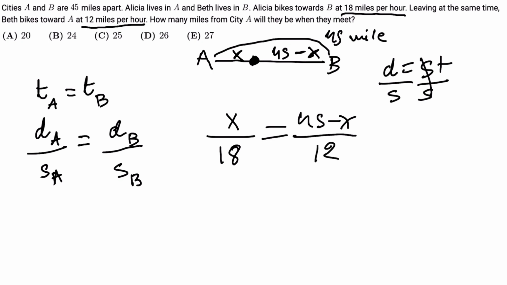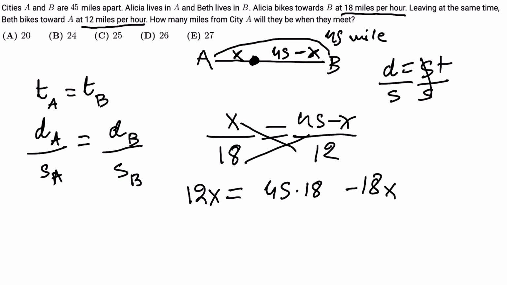So now we go ahead and cross multiply. We end up with 12x is equal to 45 times 18 minus 18x. We're going to go ahead and add 18x to both sides, and we end up with 30x is equal to 45 times 18. Then to solve for x, we're going to divide both sides by 30.